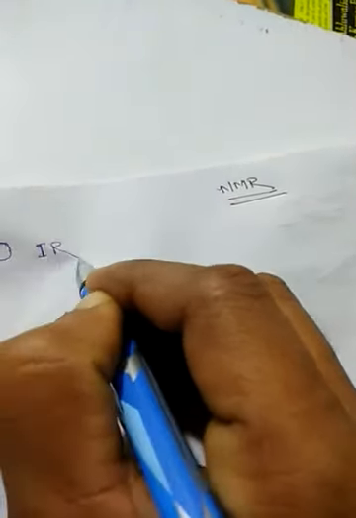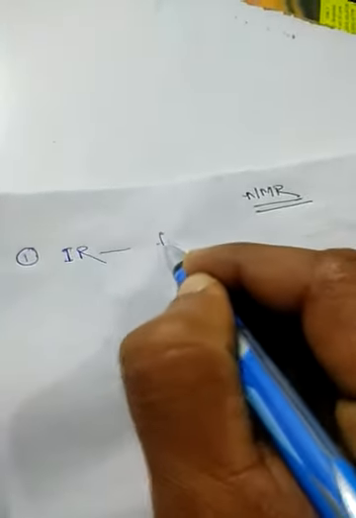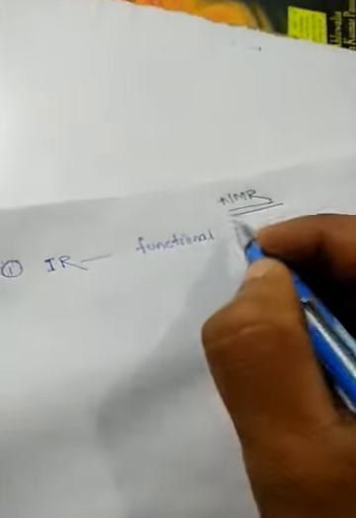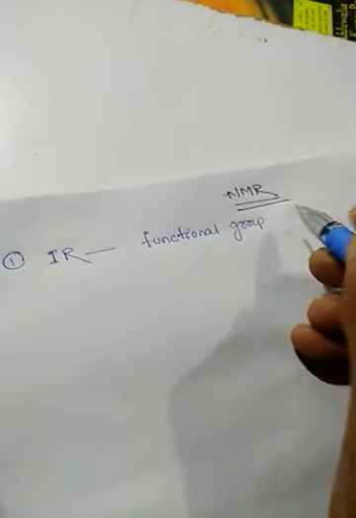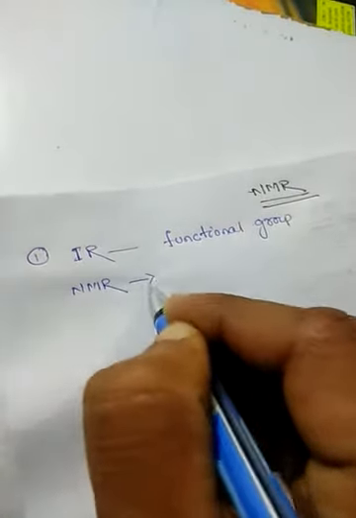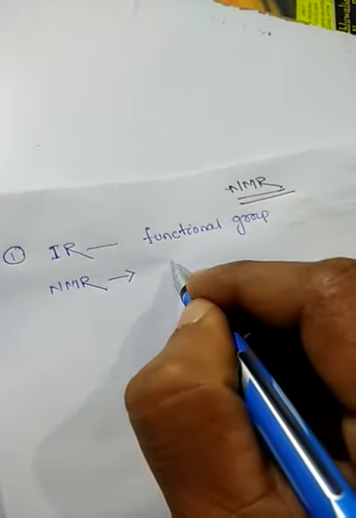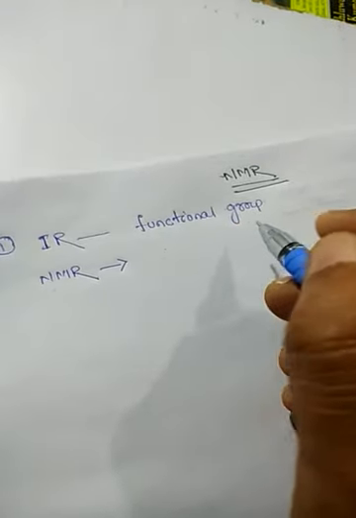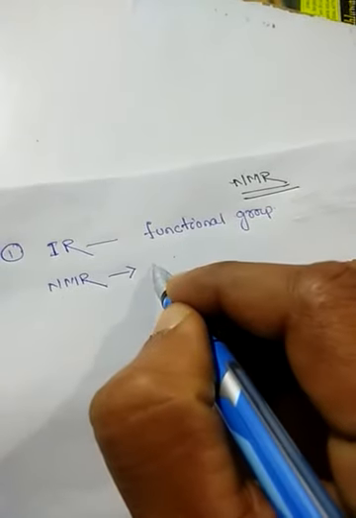NMR spectroscopy means nuclear magnetic resonance spectroscopy. We know that infrared spectroscopy, or IR spectroscopy, provides information about the functional group in a molecule. It will tell which kind of functional group is found in a molecule. But in the case of NMR, it will provide information about the number of magnetically distinct environments of atoms or nuclei.